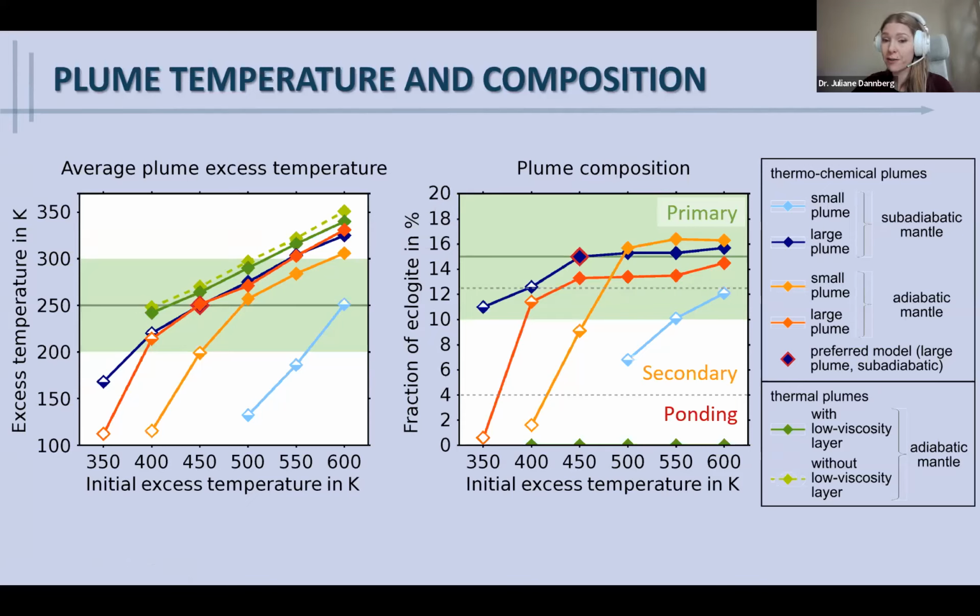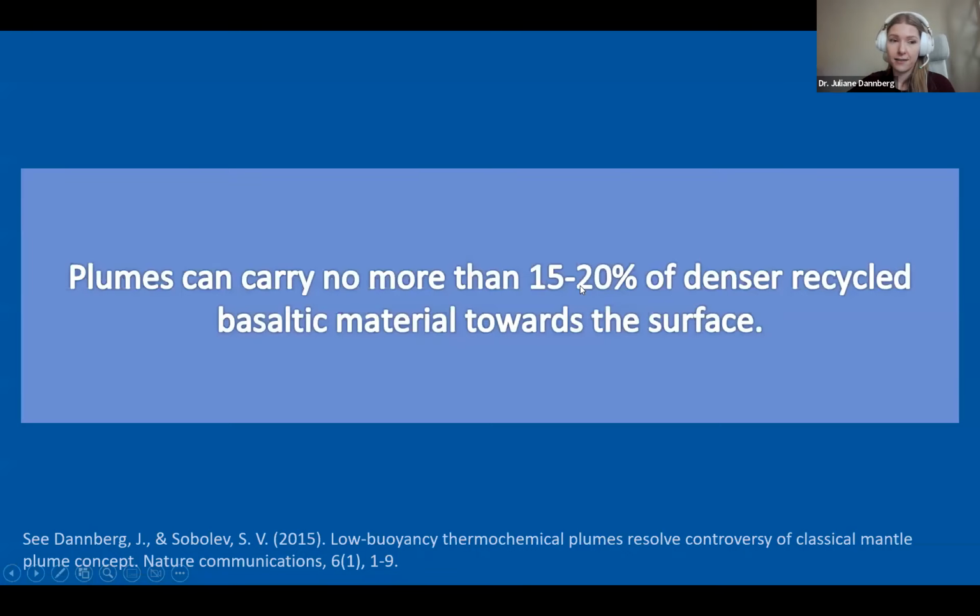So that means if we would make them any heavier by putting more basalt in, they would get stuck and would not be able to reach the surface anymore, unless we made them hotter, but then they would be too hot to have a realistic temperature. So in other words, these models tell us that plumes can carry no more than 15 to 20% of this dense recycled basaltic material towards the surface if we want them to have a realistic temperature.